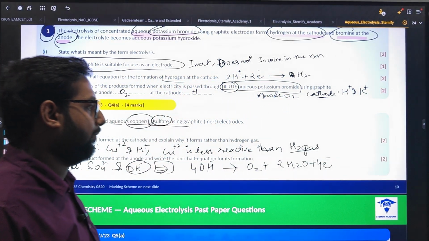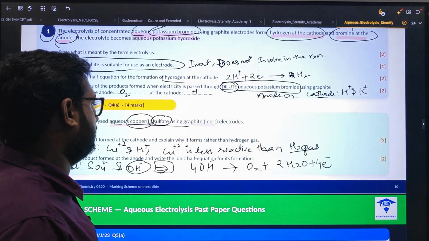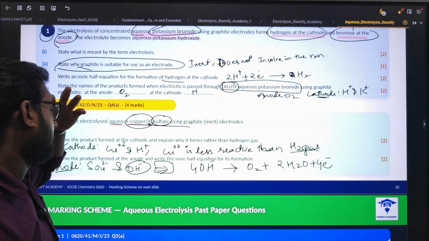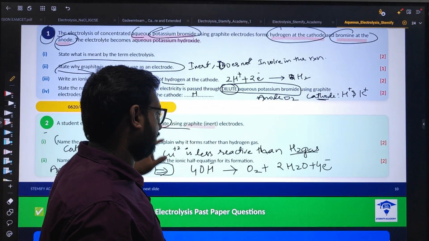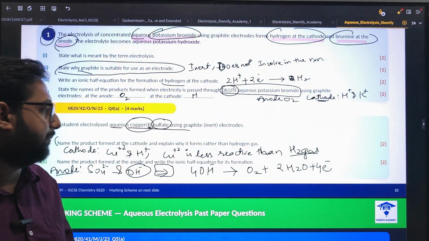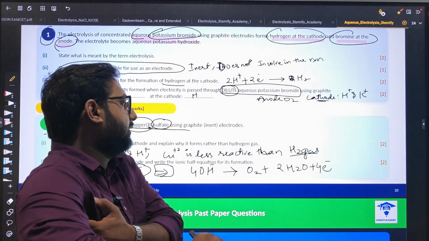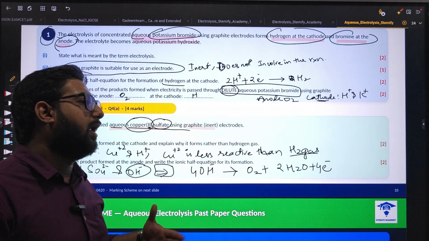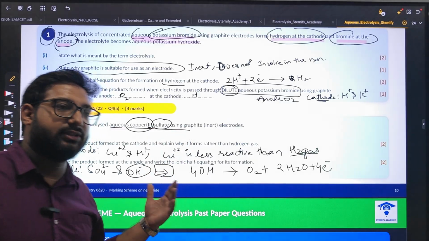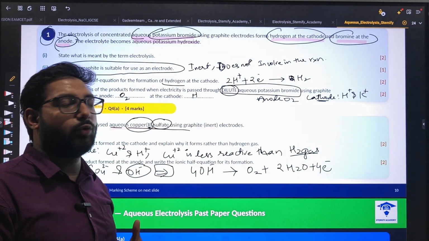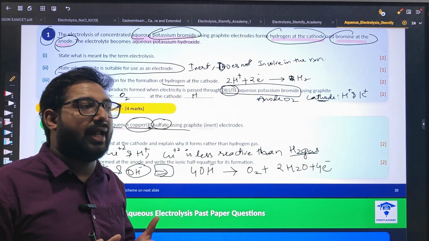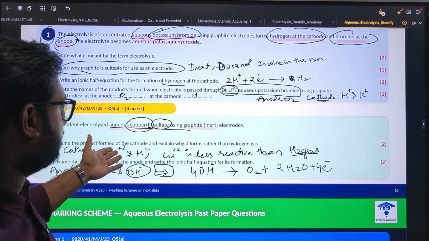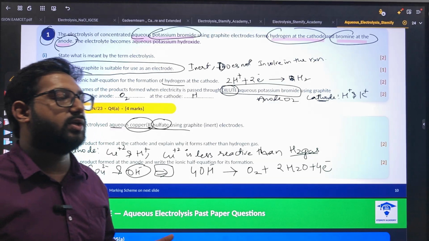Do you remember this? Do remember this equation, and we are done with these two questions. We have solved these two questions so that you can get an idea how to solve questions related to electrolysis of aqueous solutions.